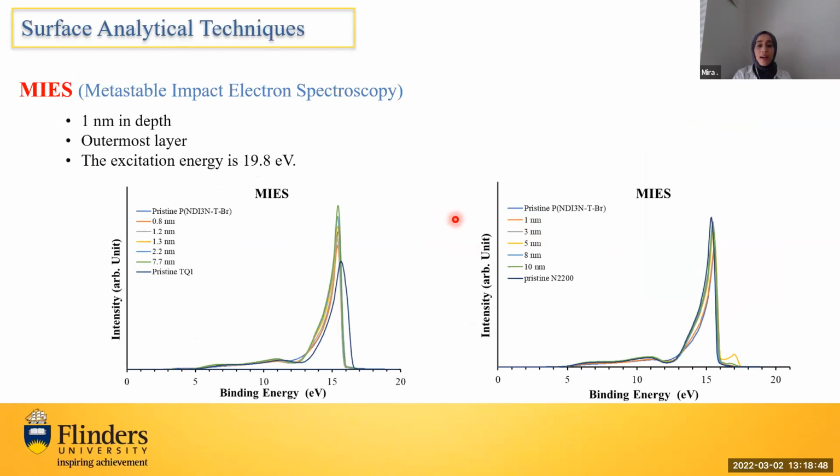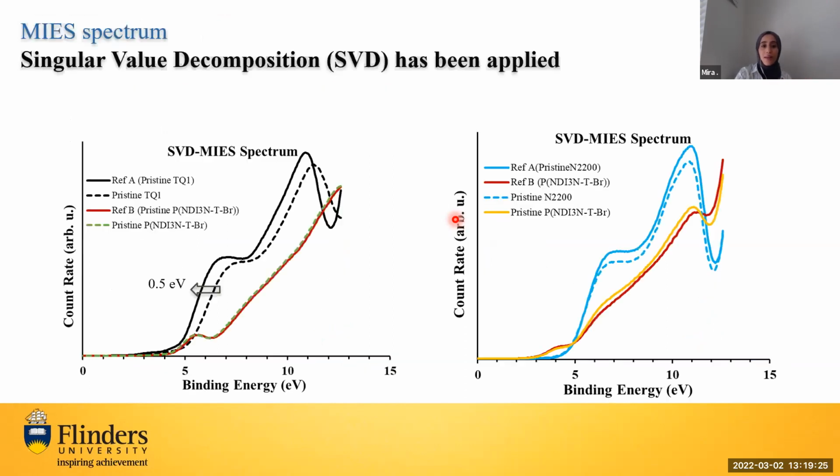And to know exactly what's happening at the interface, or to confirm the result of UPS, we applied another method. It's called metastable impact electron spectroscopy. This technique can measure the outermost layer of the surface. And we applied the same method, singular value decomposition, to see how many references we have that can represent the surface of the samples, and which reference can be identified from those layers.